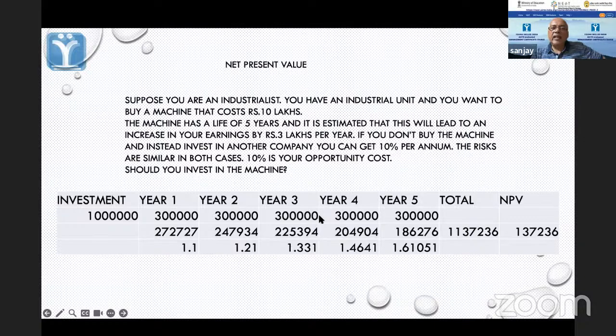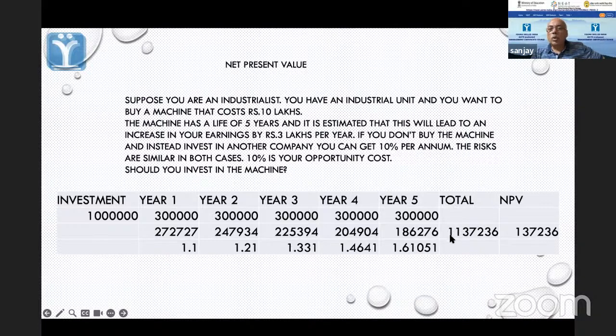In the case of year 3, 3 lakhs I divide by 1.10 to the power 3. That's 1.10 multiplied by 1.10 multiplied by 1.10, which is 1.331. And when I divide 3 lakhs by 1.331, I get 2,25,394, which is again less than 247, much less than 272. And when I do the same calculation for year 4, I divide 3 lakhs by 1.10 to the power 4, which is 1.4641, giving me 2,04,904. And in year 5, I divide 3 lakhs by 1.61, which gives me 1,86,276.